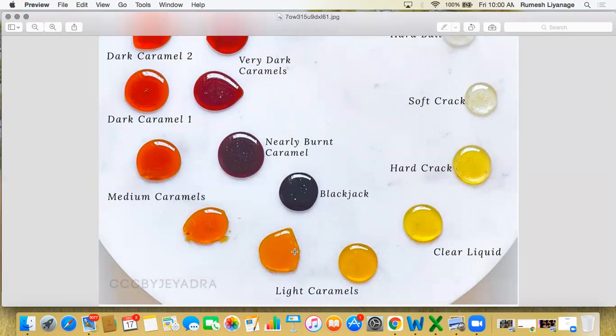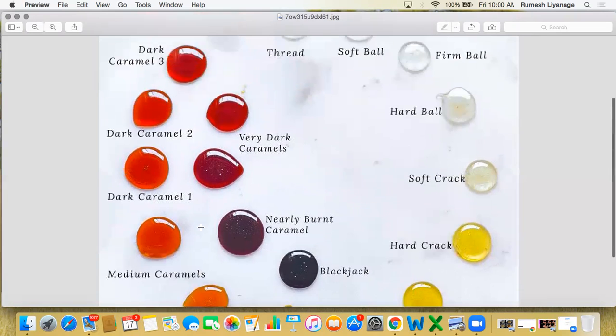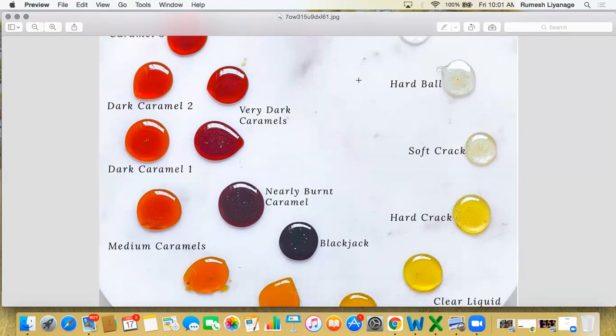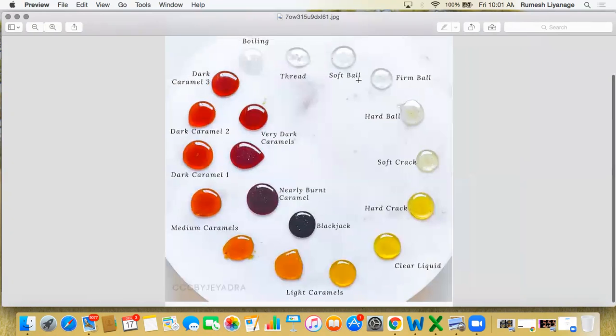Here you can see different colors with different textures, and dark caramel. There are 3 types, and very dark caramels. Then burnt caramel, the final stage, with a different texture. We can use similar raw materials but different temperature and time combinations, and at the end of the day you can get different products. In the confectionery industry, raw materials are readily available, but you need to change the temperature and time, and you can add some extra raw material.